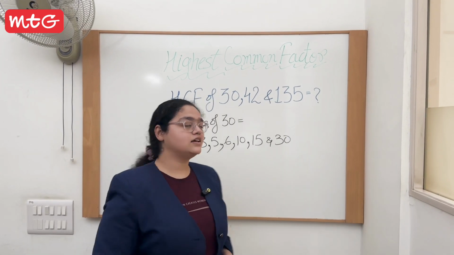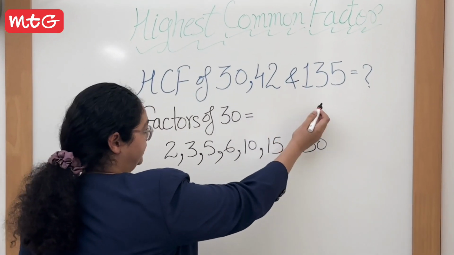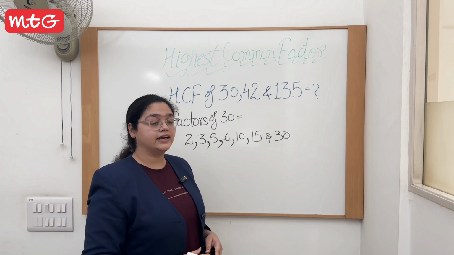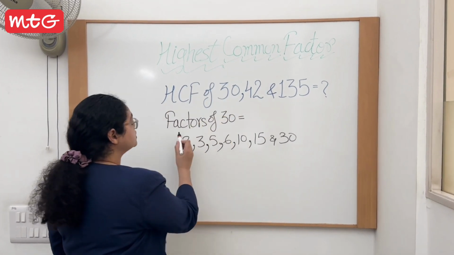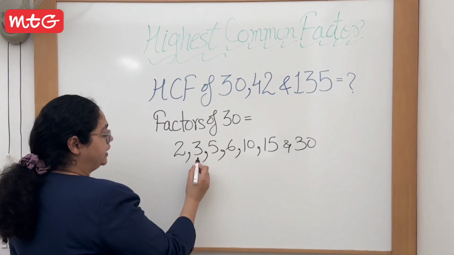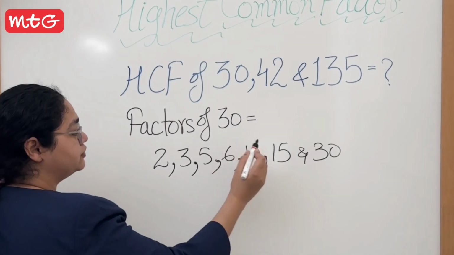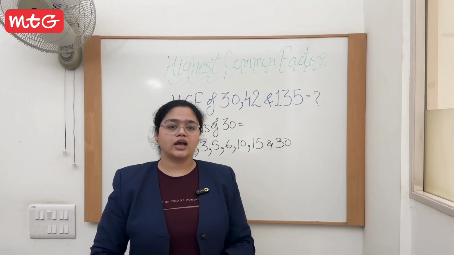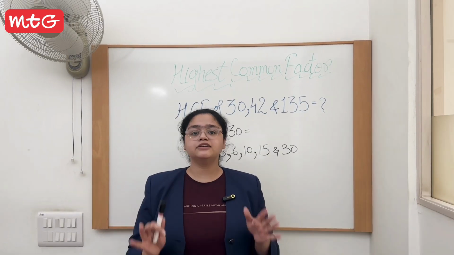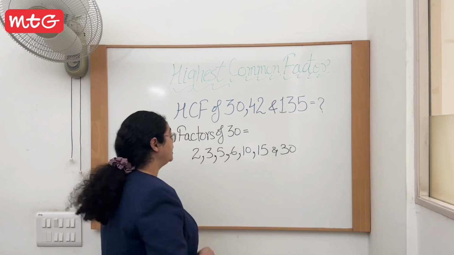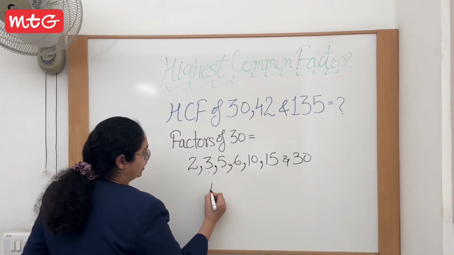Let's find out the HCF of 30, 42 and 135. The smallest number here is 30 and the factors of 30 are 2, 3, 5, 6, 10, 15 and 30. Now we'll check which one of these are factors of 42 and 135, which is 3. So HCF is 3.